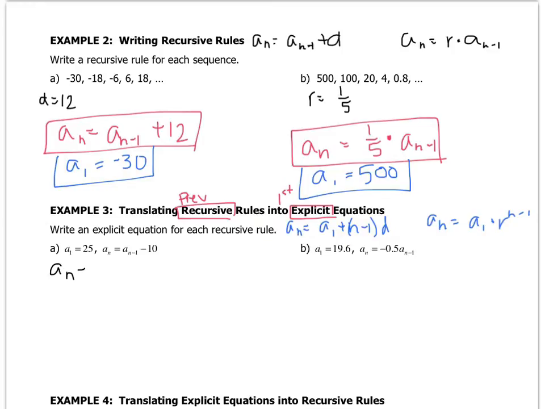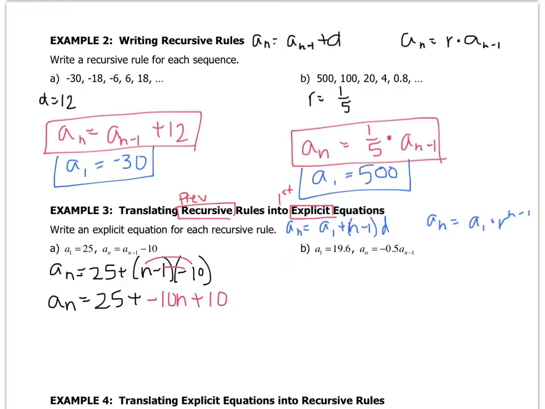A sub n equals, well, instead of A1, I will put 25, and n minus 1 stays n minus 1, and the d is negative 10. So you can leave it like that, but it's preferred for you to distribute and simplify. So a sub n equals 25 plus, well, when you distribute, you get negative 10n plus 10. So I will simplify that.